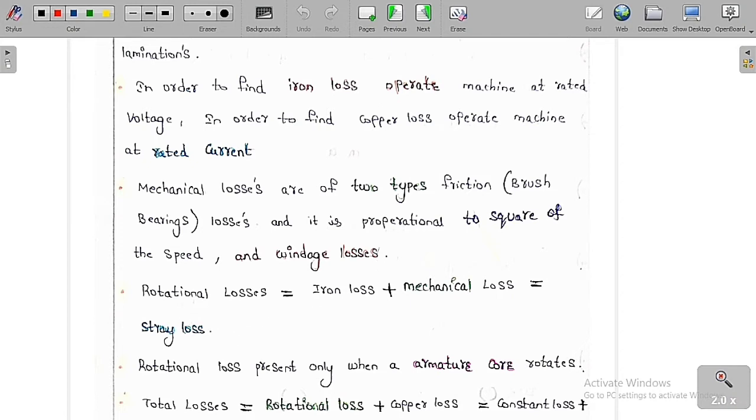Now the rotational losses means it is a combination of the iron loss plus mechanical losses. The rotational loss is also called the stray losses. And mechanical losses means it is a combination of friction and windage losses.